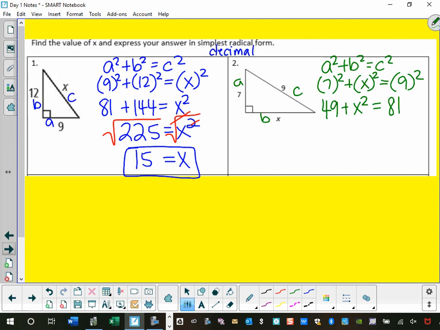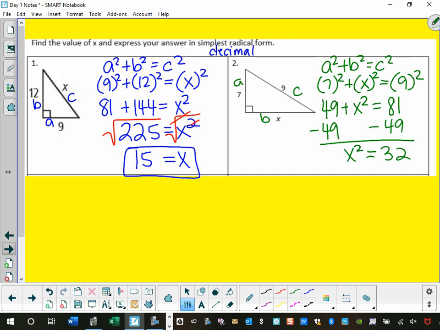How do I solve for x here? Minus 49. Subtract 49 from both sides. X squared is equal to what? That's 81 minus 49. 32.